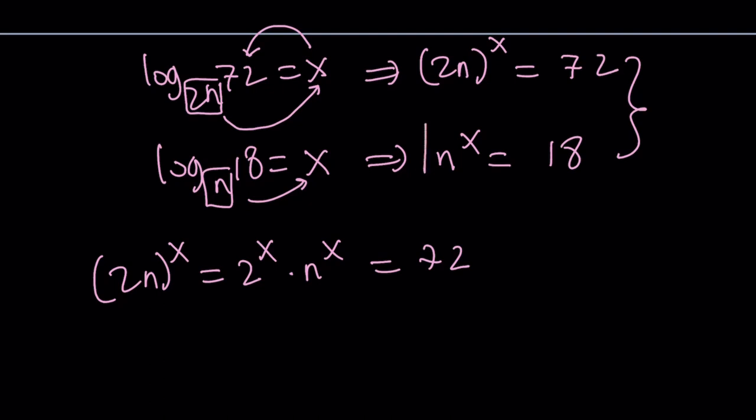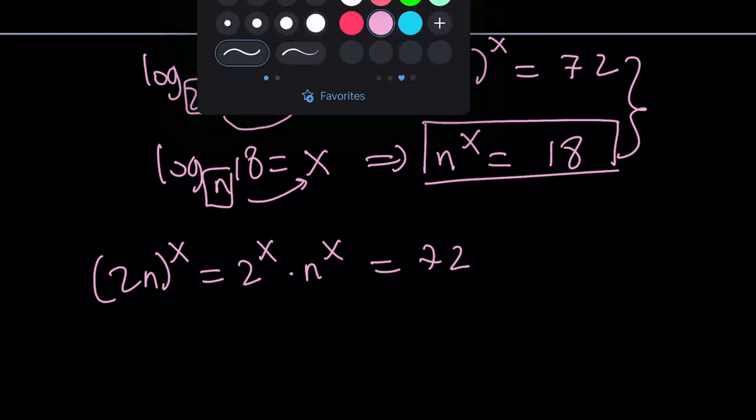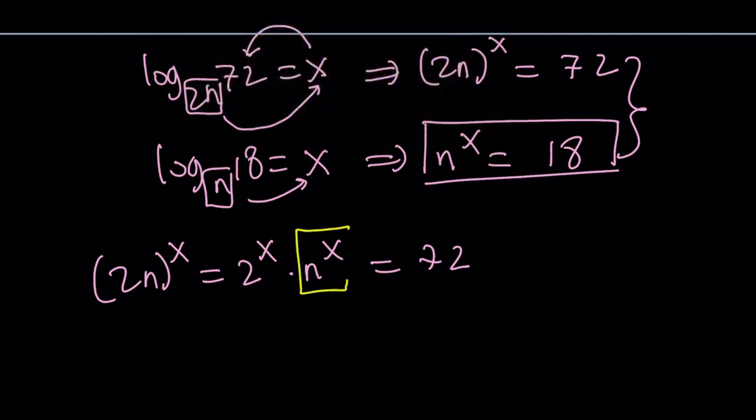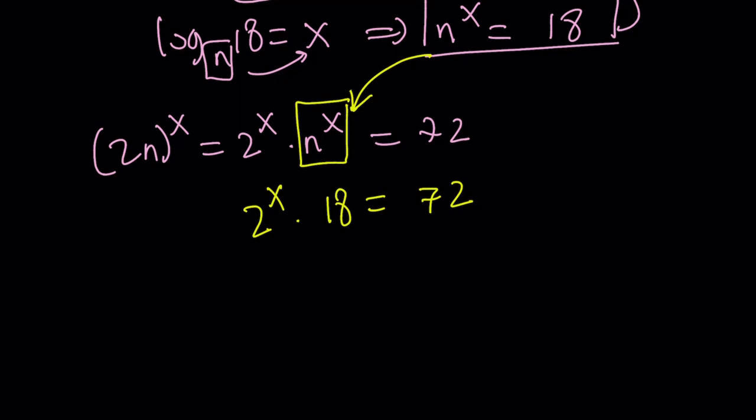And from the second equation, we do know that n to the power x equals 18, right? So we can go ahead and substitute that. Take a look. We have n to the power x here, and we know that it's equal to 18. So we can go ahead and replace that with 18, and we get a very simple equation. Upon division by 18, we get 2 to the power x equals 72 divided by 18, which is 4, and this gives us x equals 2.